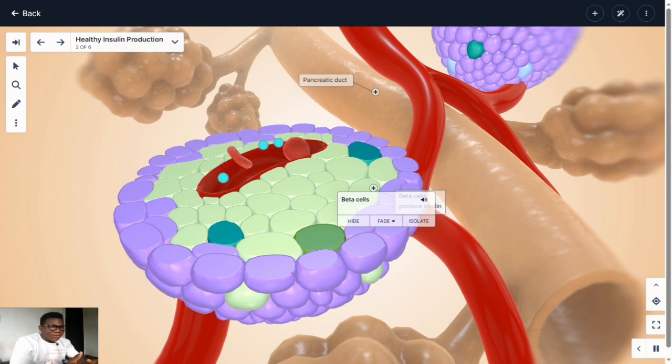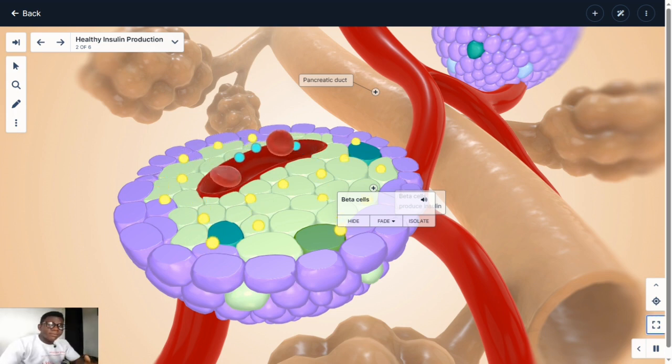You can see insulin, the yellow substances coming out from the beta cells and then migrating into the capillary blood vessel. Now, the red substances you can see flowing through the blood vessel are representing red blood cells, while the blue substances flowing alongside them are representing glucose.